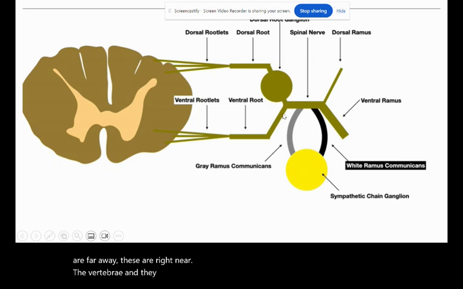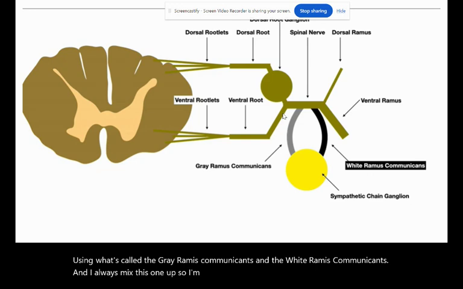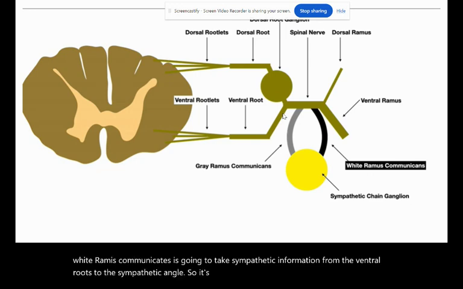And they can exchange information using what's called the gray ramus communicans and the white ramus communicans. And I always mix this one up, so I'm just going to double check it as I say it. So the white ramus communicans is going to take sympathetic information from the ventral roots to the sympathetic ganglia. So it's taking information from the roots to the sympathetic ganglia. Okay, so going from the roots to the ganglia.